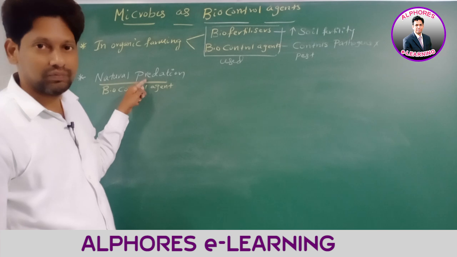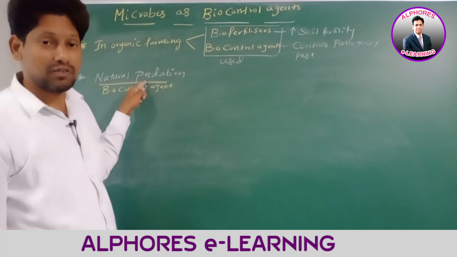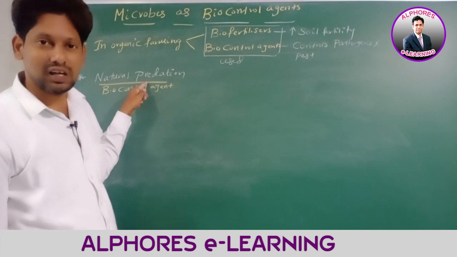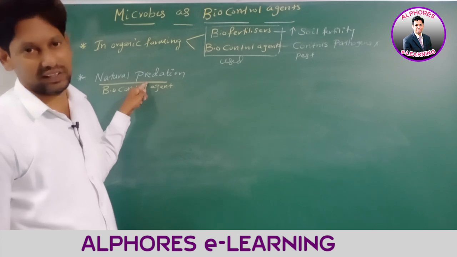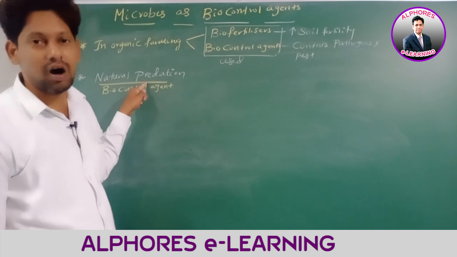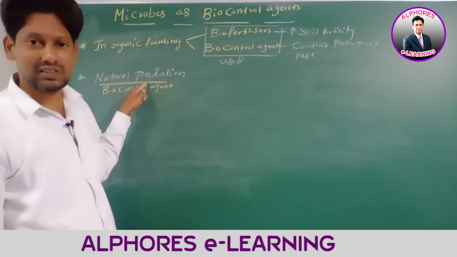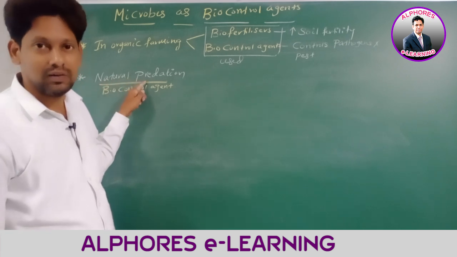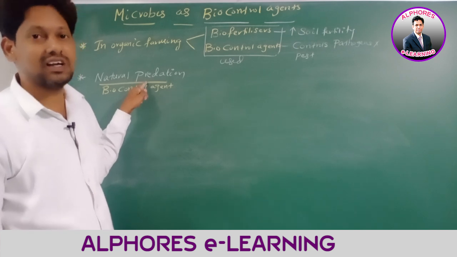Natural predation. Sir, in an agricultural field, a number of pests are present which are harmful to the crop. But those pests can be eaten up by other beneficial insects. If these beneficial insects feed on these harmful insects, it becomes natural predation. Then the damage to the crop by harmful insects will be reduced.